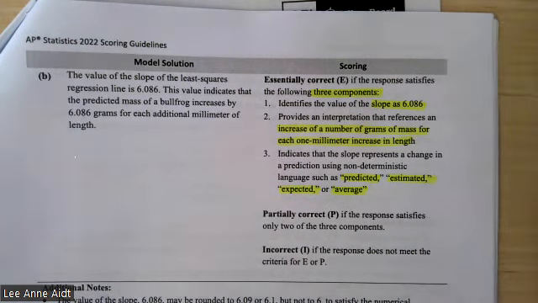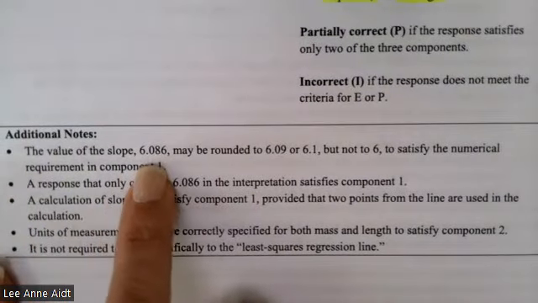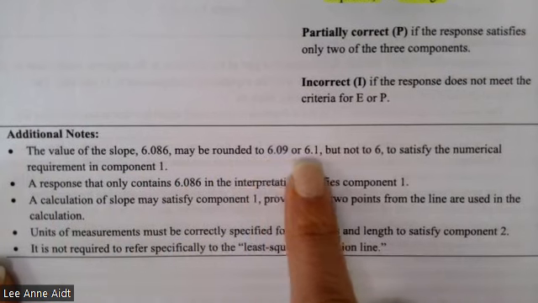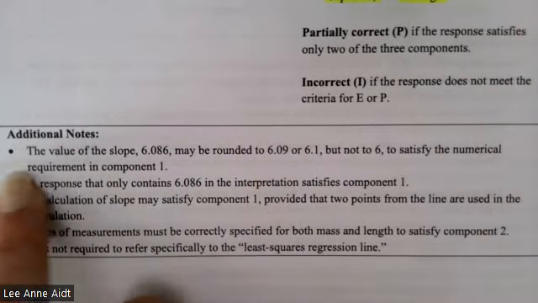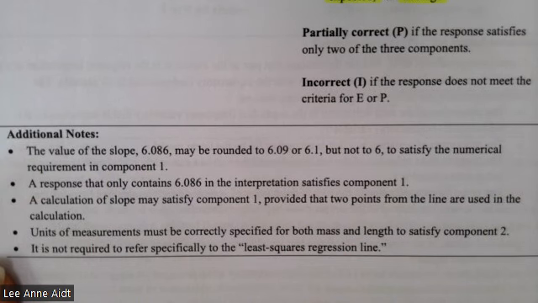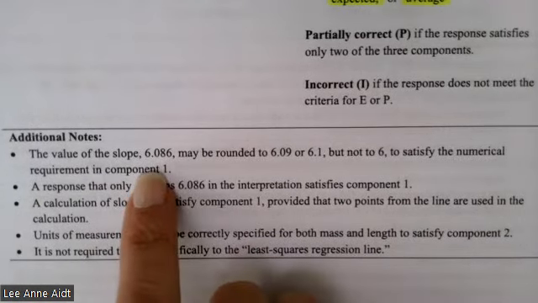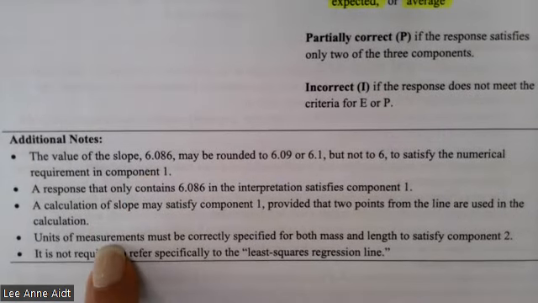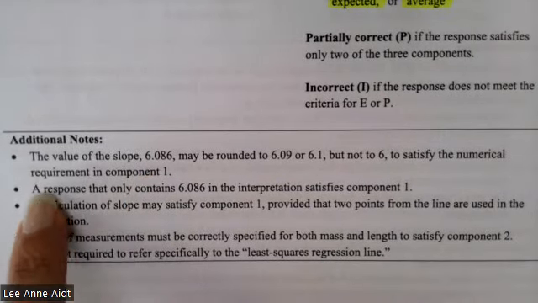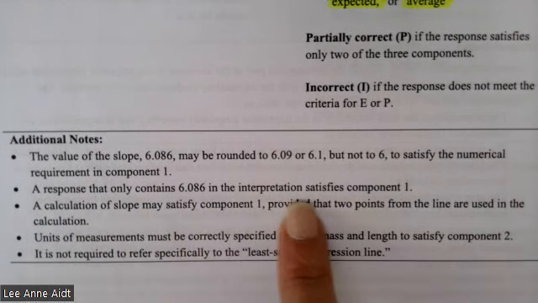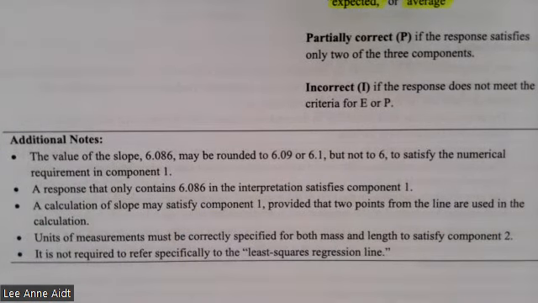Okay, this is interesting. I want to point something out here. In the notes, it says the value of the slope 6.086 may be rounded to 6.09 or 6.1, but not to 6 to satisfy the numerical requirement of component 1. It wouldn't even occur to me to round that because they gave me the number, but just letting you know that this is the only time I've ever really seen them care about rounding. And then it says if it contains 6.086 in the interpretation, it satisfies component one. That's what I meant: you didn't have to specifically say the slope is 6.086 and then put the sentence.